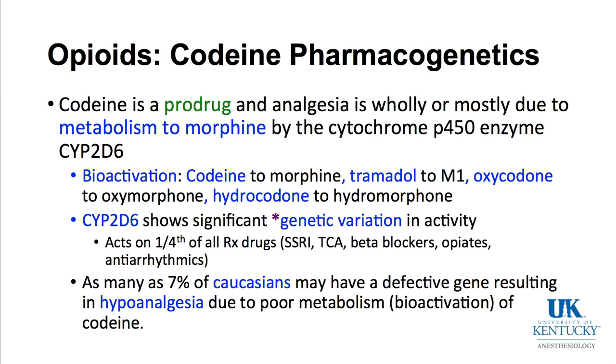CYP2D6 has genetic variation in activity in different patients, and this is important because about a fourth of all of our prescription drugs, including SSRIs, TCAs, tricyclic antidepressants, that is, beta blockers, opiates, antidysrhythmics, HIV drugs, barbiturates can have an effect on CYP2D6. And as many as 7% of Caucasians can have a defect in this gene such that they don't convert codeine to morphine, and when you administer them codeine, they're going to have hypoanalgesia because of its poor bioactivation.